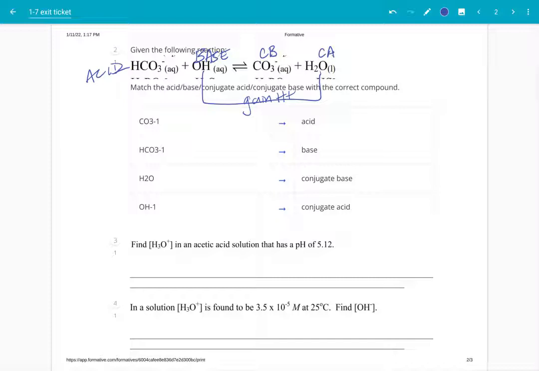So then we go on to the next problem, and it says find the H3O plus concentration in an acetic acid solution that has a pH of 5.12. This is technically a weak acid problem. I don't think I meant for that on there. So if this was a strong acid and we have a pH of 5.12, our H plus concentration would be 10 to the negative pH. So it'd be 10 to the negative 5.12.